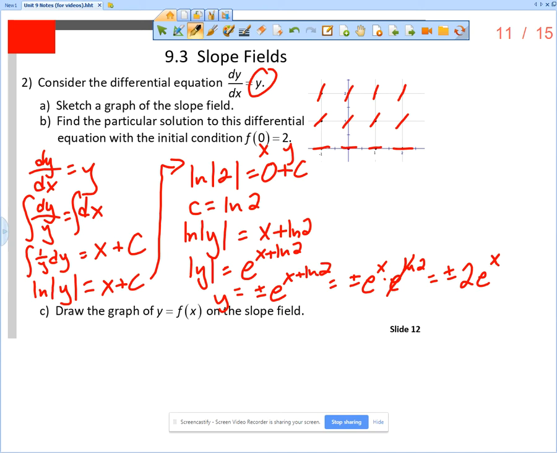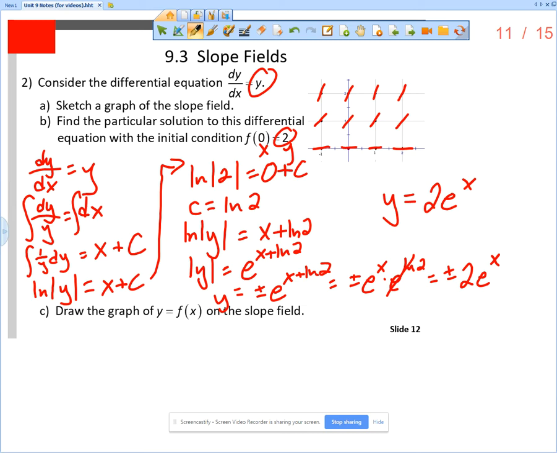So now plus or minus, right? We can only have one of those as our answer. So which one? Well, if f of 0 is 2, if you were to plug in 0 for x, you get e to the 0, which is 1. So positive 2 or negative 2 equals 2. Well, of course, positive. So our answer is y equals positive 2 e to the x.